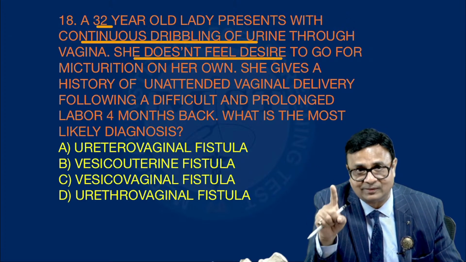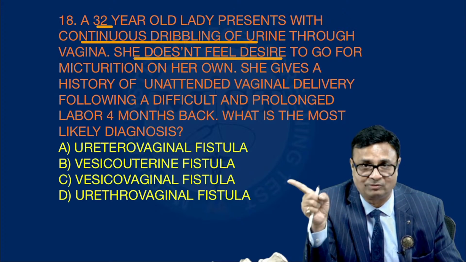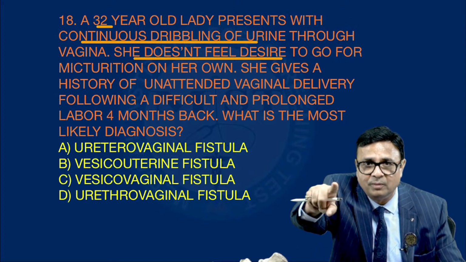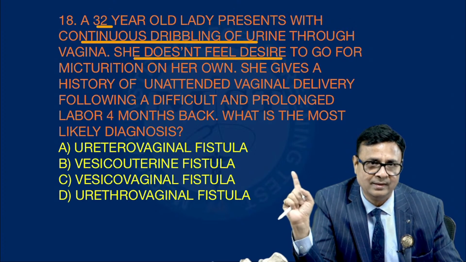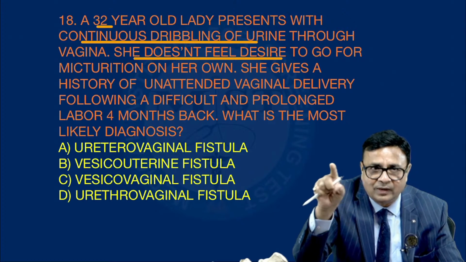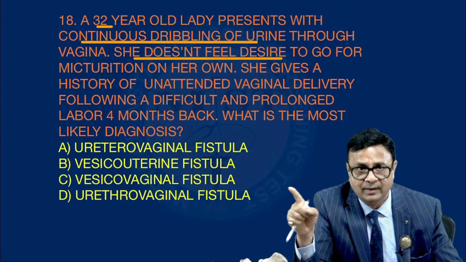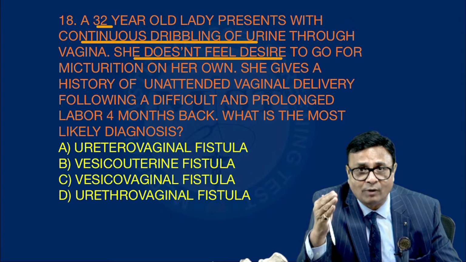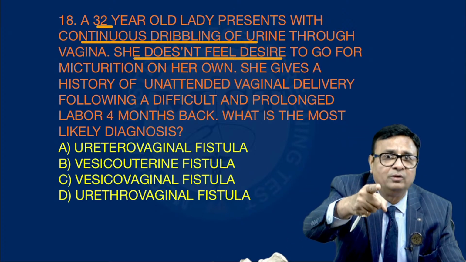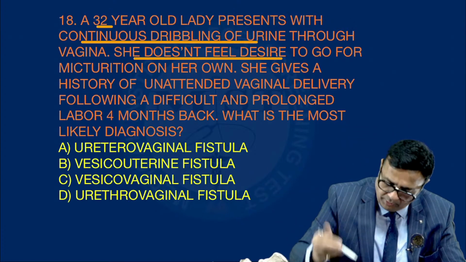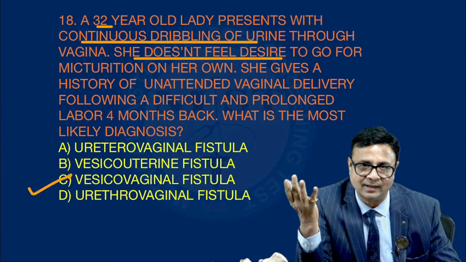In ureterovaginal, she feels desire. Vesicouterine leads to hematuria at the time of menstruation. In this question, no hematuria at the time of menstruation is written, so it is not vesicouterine. In this question, she does not feel desire to go for micturition, so it is not ureterovaginal. Urethrovaginal has dribbling of urine only at the time of micturition, and here it is continuous dribbling. So all three are gone, and we are left with the best and correct answer, vesicovaginal fistula.